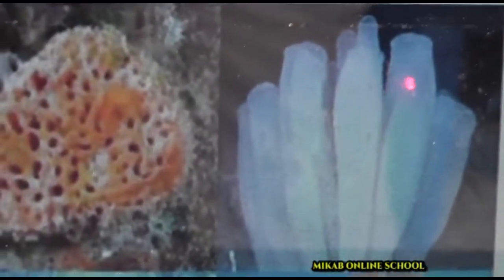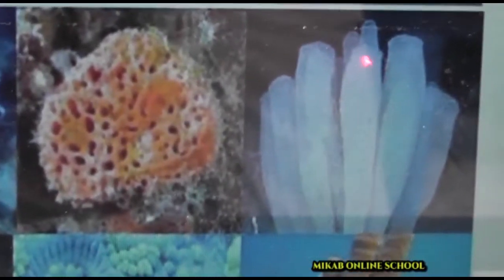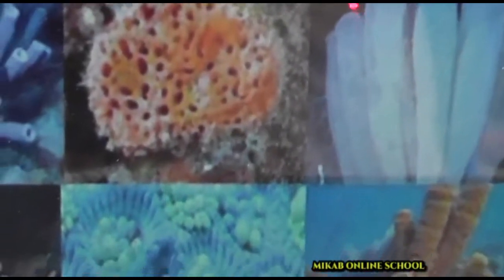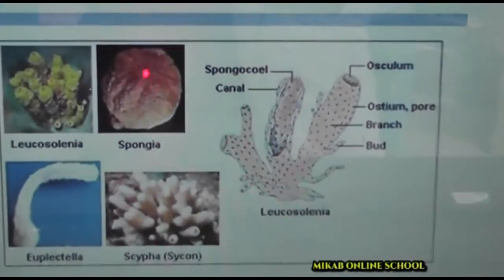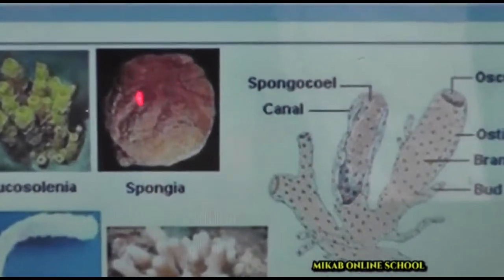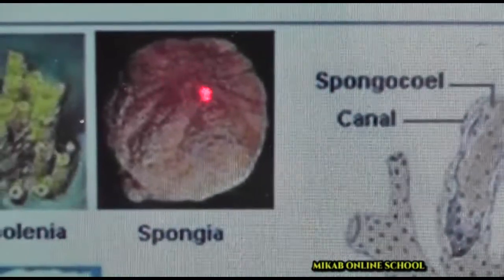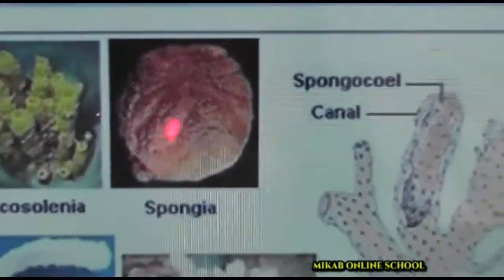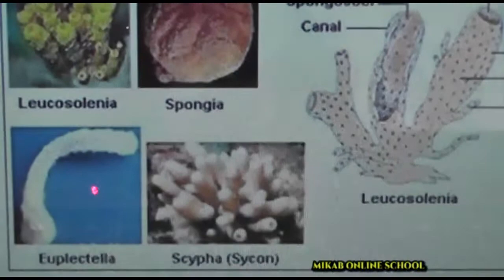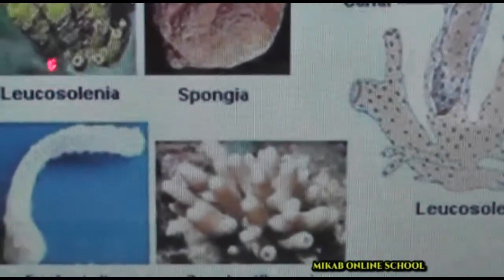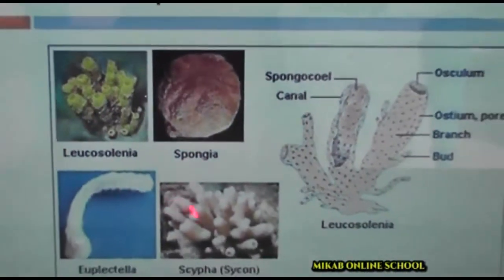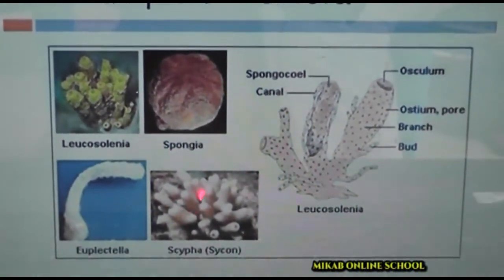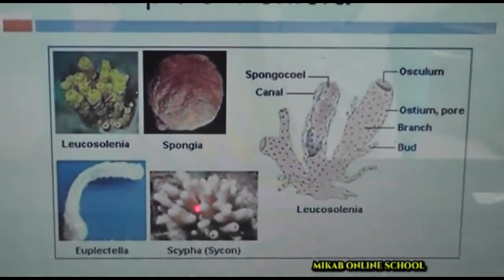So some of them actually have a vase-like shape. Now let's go further and see. Good. These are still part of the examples of sponges that I showed you earlier. This one has the shape of a sponge. Then this is the one we called Euplectella the other time. This is the animal group we call Leucosolenia. And this one is known as Scypha, or the Sycon group of organisms.